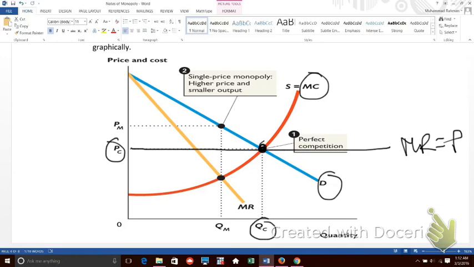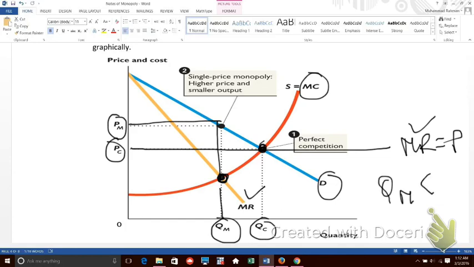On the other hand, under monopoly, we find equilibrium where marginal cost is equal to marginal revenue. Remember, the marginal revenue curve for monopolist is downward sloping. Marginal revenue curve for perfect competition is a horizontal line. Now at the equilibrium, we go up to the demand curve and we find monopoly price, which is PM, and we go down horizontally and we find the monopoly quantity. So what we see clearly is that monopoly quantity is less than perfect competition quantity, and monopoly price is greater than perfect competition price.